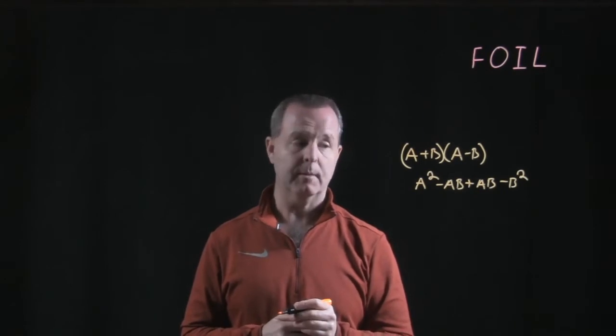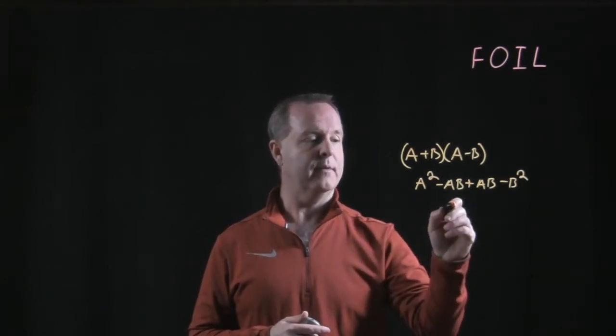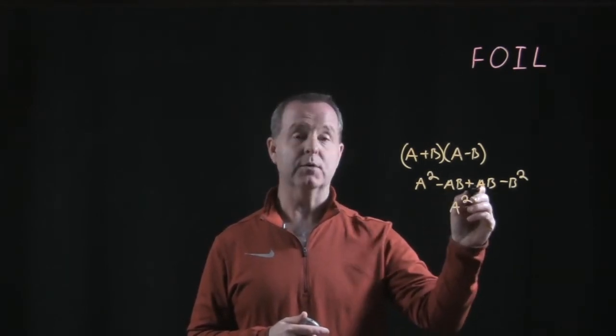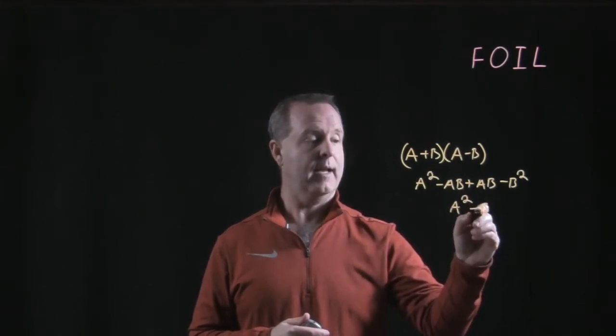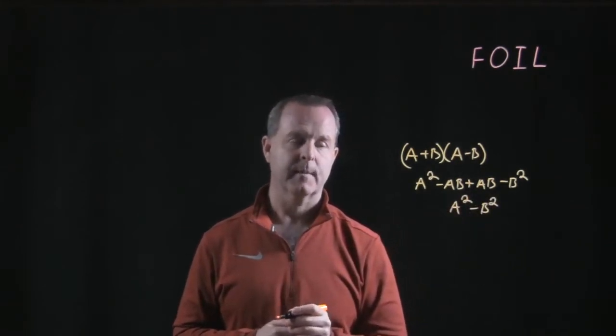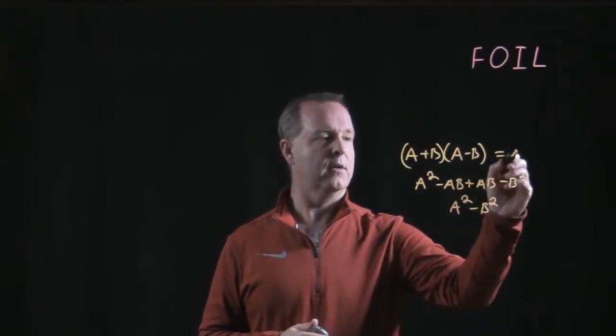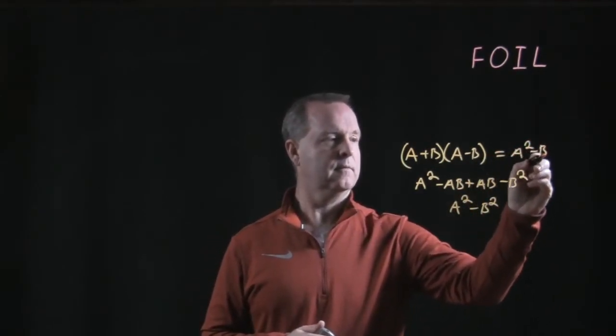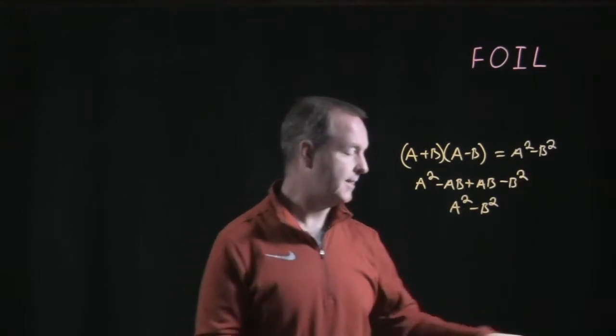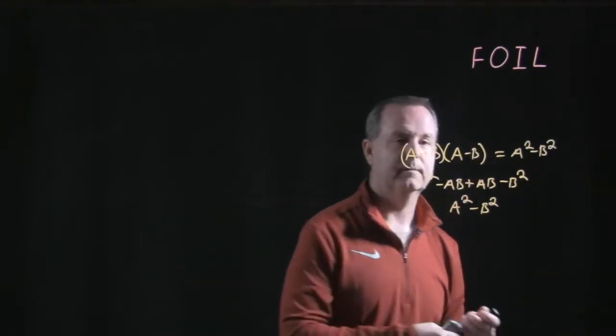Let's collect like terms. I am left with an a squared. The middle terms cancel out. And I'm left with a minus b squared. This pattern always produces this result. And we call that a difference of two squares.